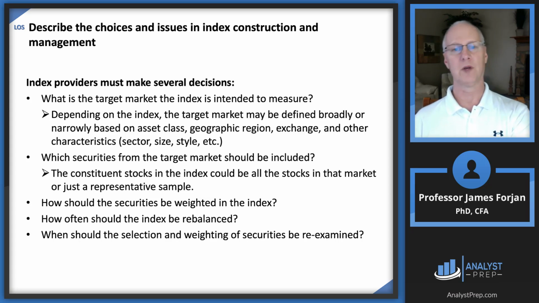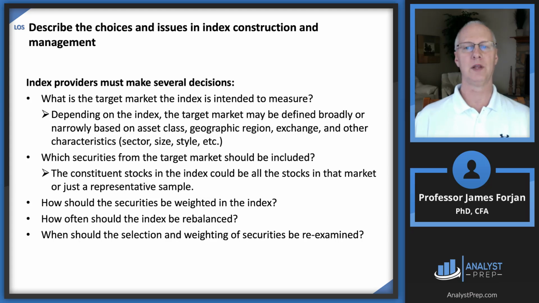So then the next question is, how do we select those securities and include them as constituents in the index? Now here's where we get into this whole discussion about full replication and sampling. We won't have that conversation today. That's for a different study session. But what we can do is include all of the stocks in that market or just a representative sample. The next question is, how should those constituent securities be weighted?